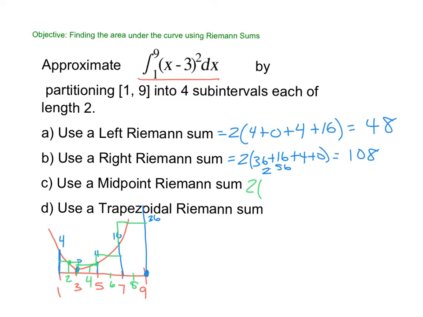All right, so let's see. If I plug in 2, I get 1. If I plug in 4, I get 1. I plug in 6, I get 9. And I plug in 8, I get 25. So let's see, that's 36 times 2, 72.